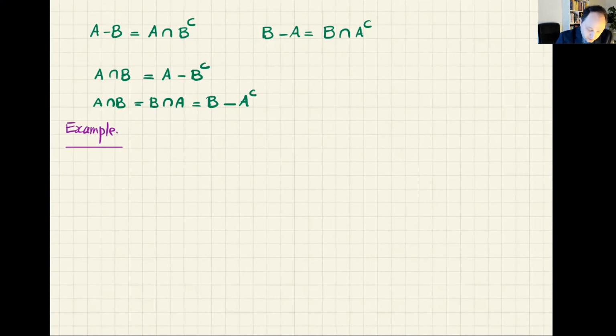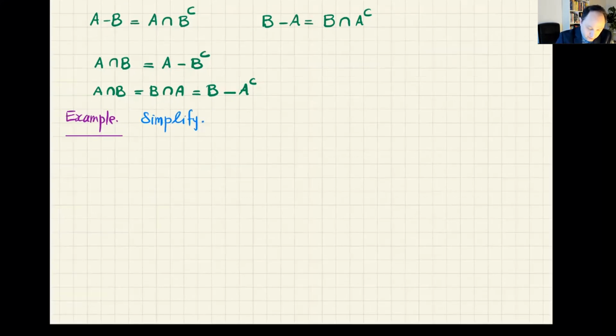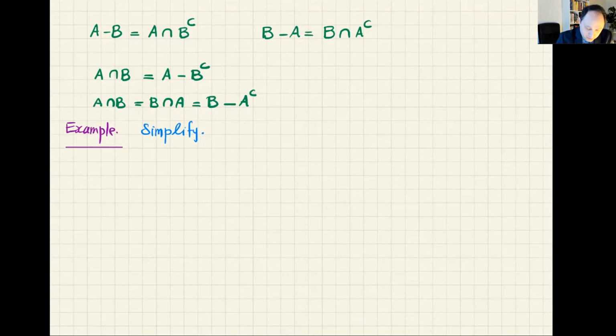Simplify. Let me make it short. Of course, some of them are very trivial, but let us just do them patiently. Okay, so number one, I have a set A, I subtract the same set from itself. So it is clear what is left. The empty set. But let us see why.